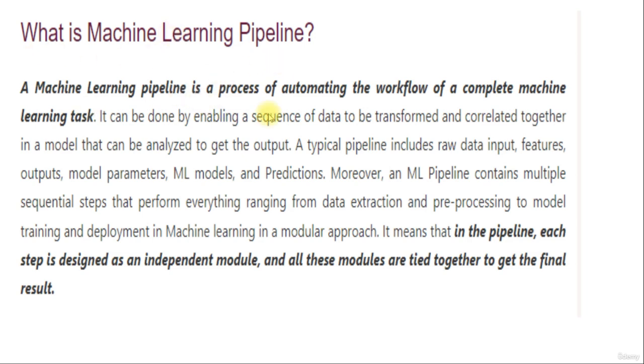A machine learning pipeline is a process of automating the workflow of a complete machine learning task. It can be done by enabling a sequence of data to be transformed and correlated together in a model that can be analyzed to get the output. A typical pipeline includes raw data input, features, output, model parameters, ML models, and predictions. Moreover, an ML pipeline contains multiple sequential steps that perform everything ranging from data extraction and pre-processing to model training and the deployment in machine learning in a modular approach. It means that in the pipeline, each step is designed as an independent module, and all these modules are tied together to get the final result.